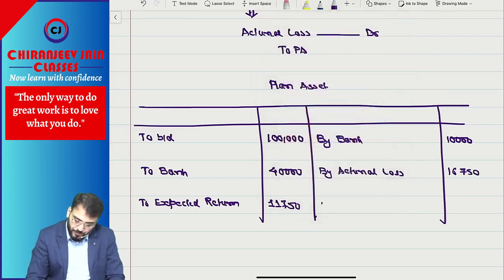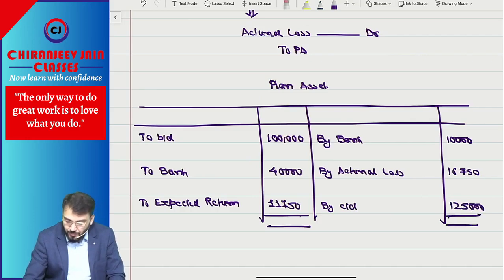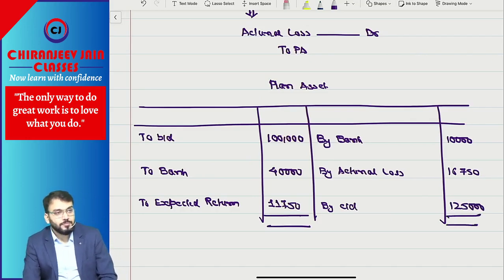Match with closing balance. What was the fair value? It means we are doing proper accounting. Understood. Have you understood this?